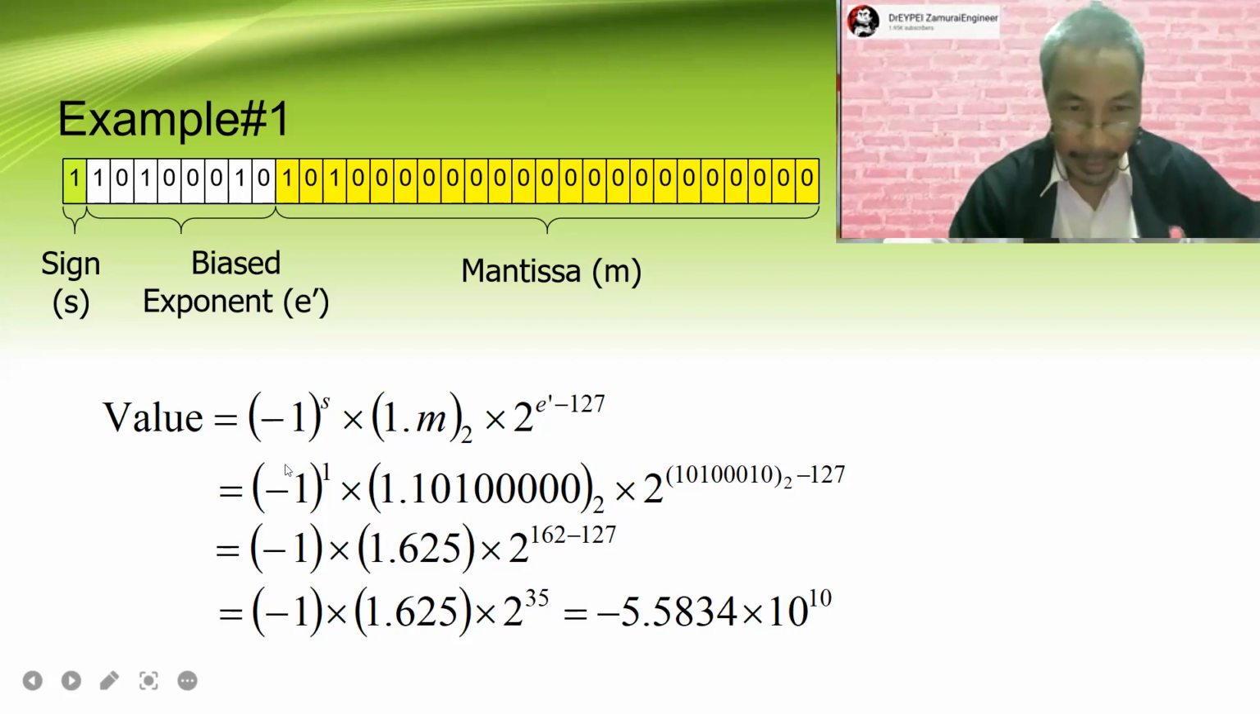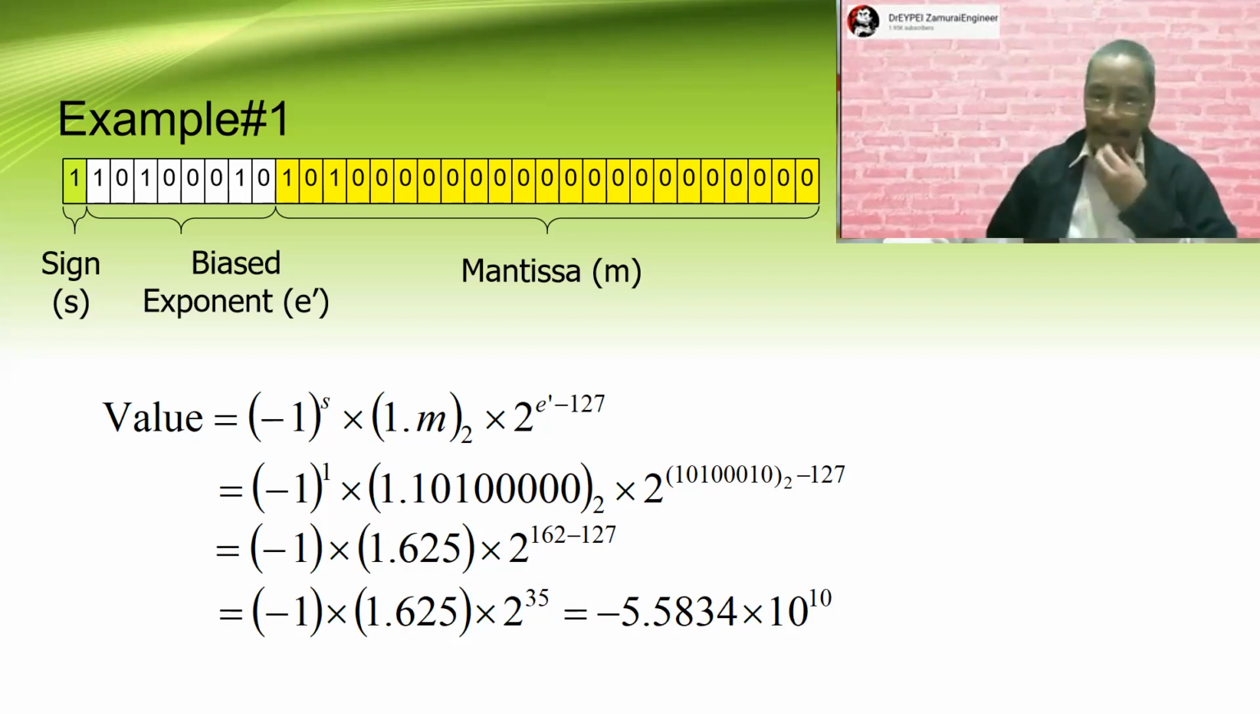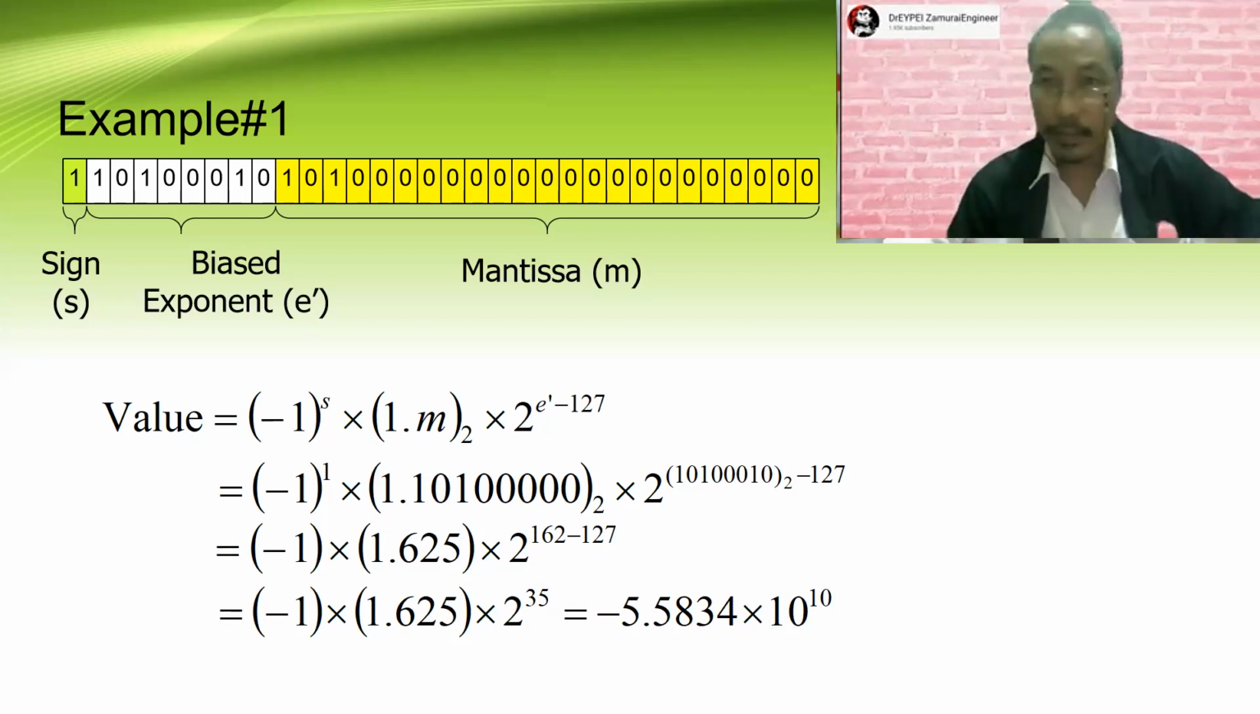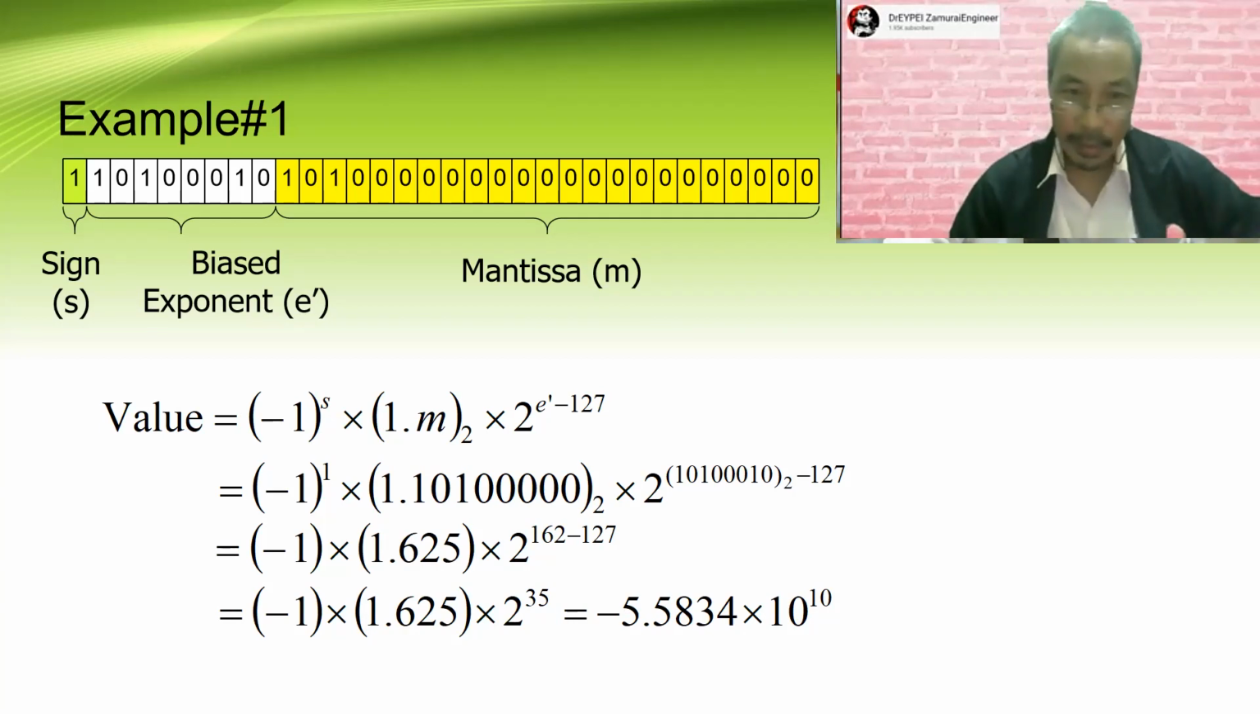So after computing manually and finding out the sign, which is negative here, you just have to put the negative sign here, because this value times negative 1 is negative 5.5834 times 10 to the 10 power. Okay? So this is how we do it. This is an example. Take note of this because this is similar to what will happen in our quiz and questions.